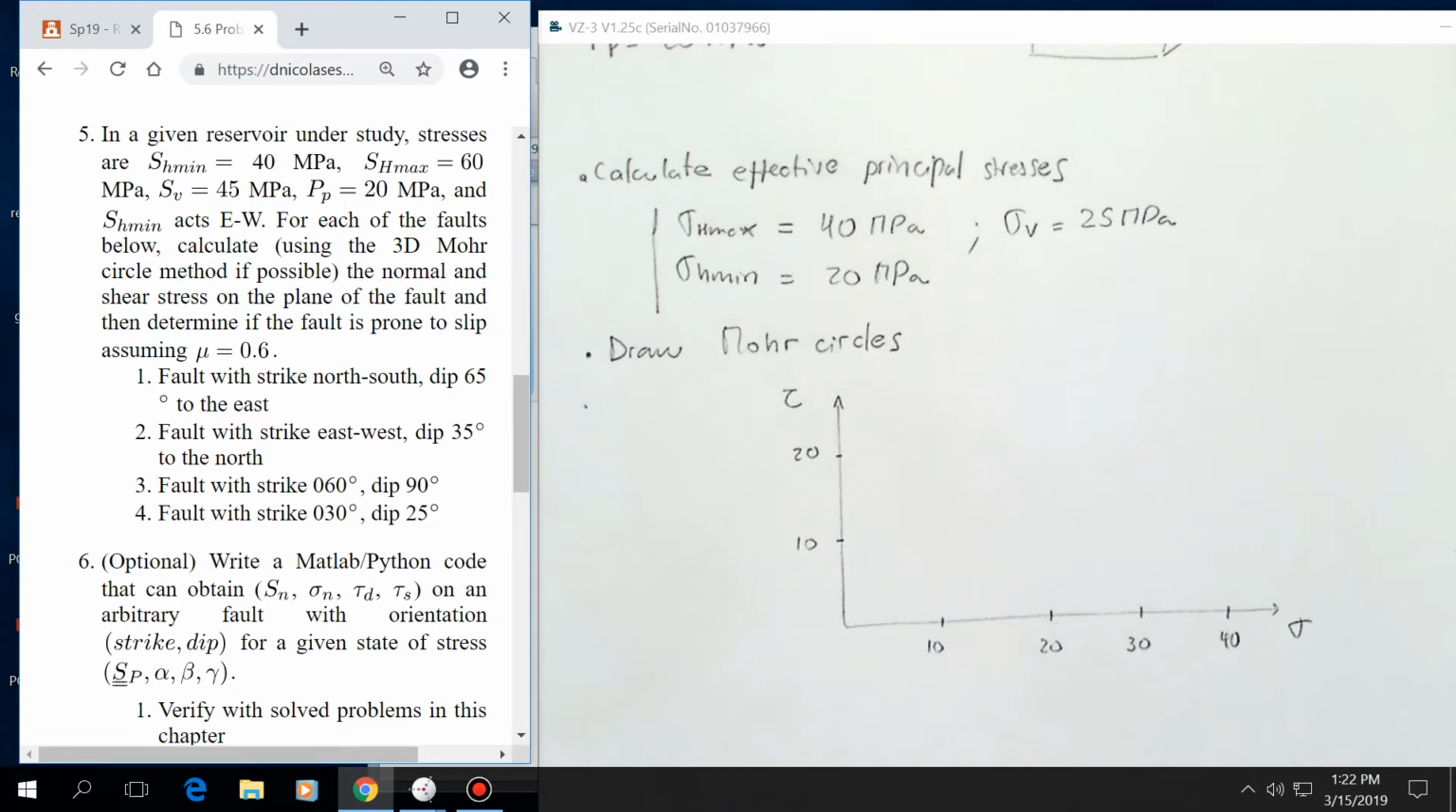Well, but it's said over there, right? It says Shmin acts east-west. The fourth line. For every condition, every part in the world you go, Shmin is going to be oriented in some direction. In this particular example, it goes in direction east-west.